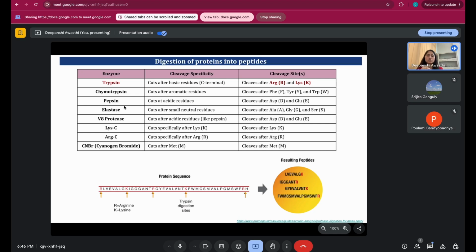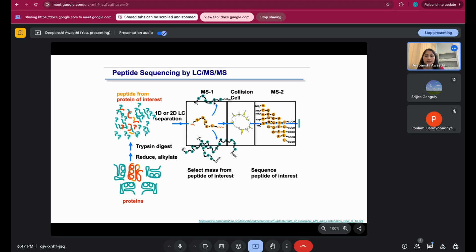Similarly, other enzymes are also present, such as pepsin, elastase, V8 protease. They have some specific cleavage sites which will help us to identify the terminal residues or terminal positions what could be present. In the bottom figure I have given the example that whenever trypsin digestion is happening, if this is a long stretch of a protein, the peptides will contain either lysine or arginine towards their terminal. So this is all about trypsin.